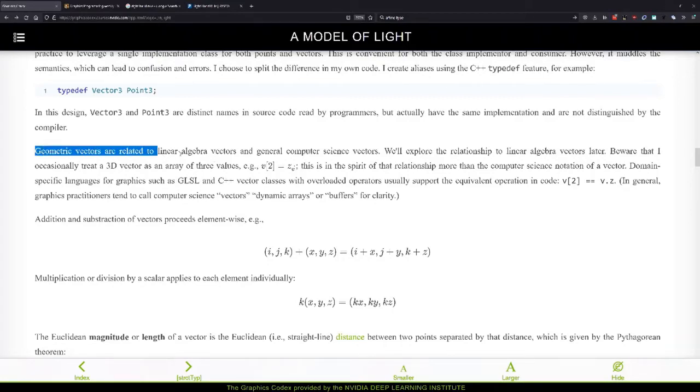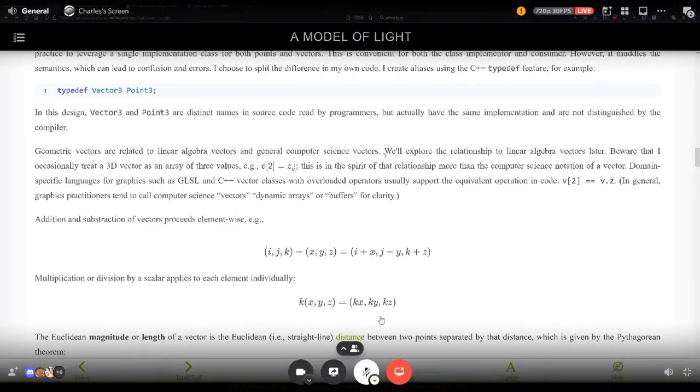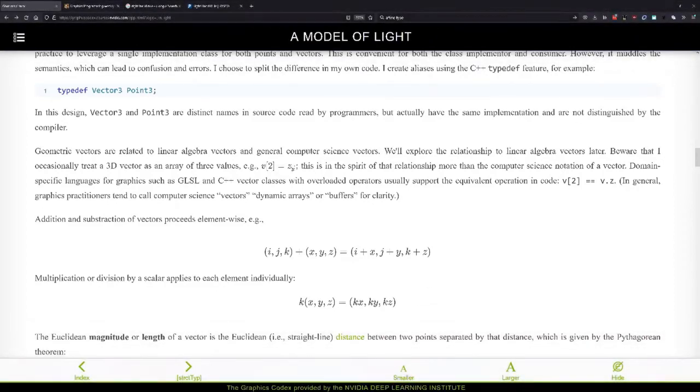Geometric vectors are related to linear algebra vectors and general computer science vectors. What does that even mean? I'm going to continue on. Ignore it. Like in C++, a vector is an array, basically, right? I think that's just a word choice that some committee people decided on, and it's not really reflective of a general trend in computer science. Maybe I'm reading too much into Bike Shed.